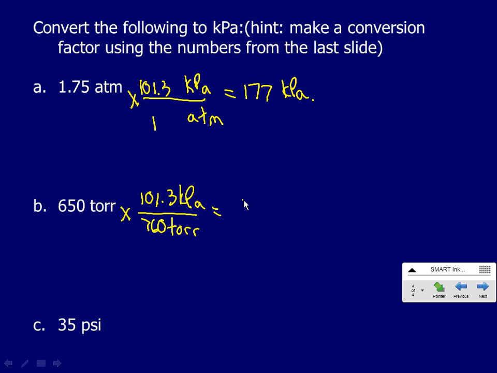Yep. 86.6 kilopascals. We like it? And the last one, again, 101.3 kilopascals. What's going on the bottom of this one? 14.7 PSI. PSI stands for pounds per square inch.